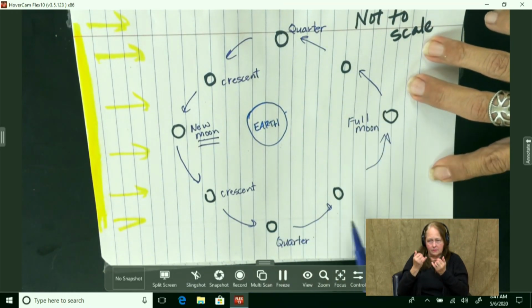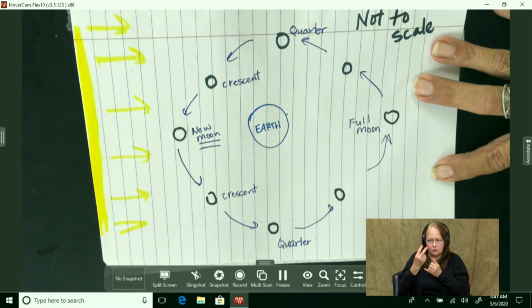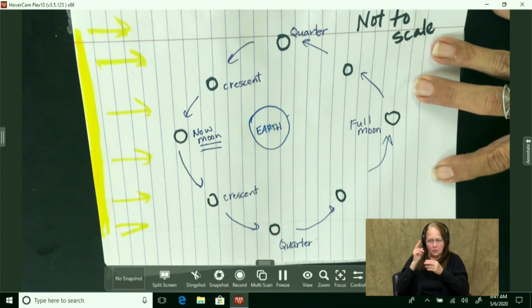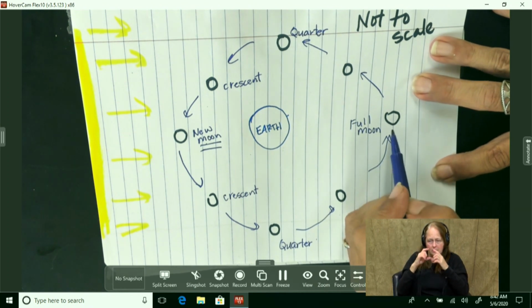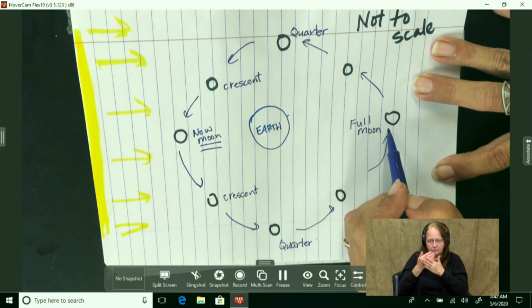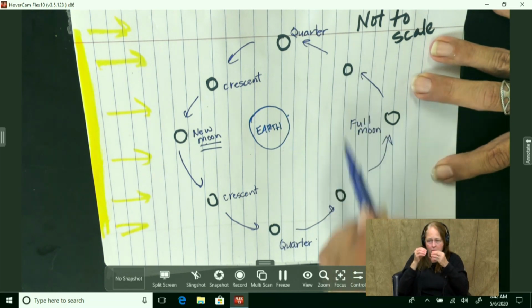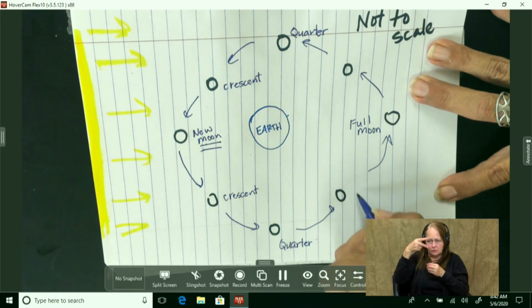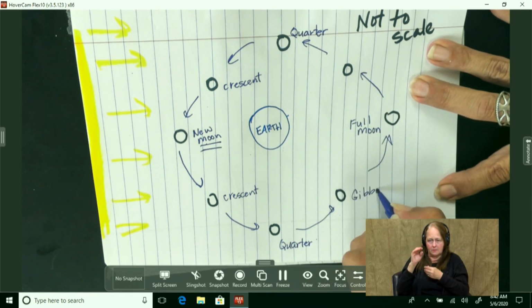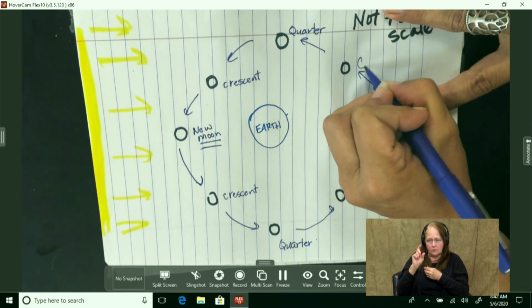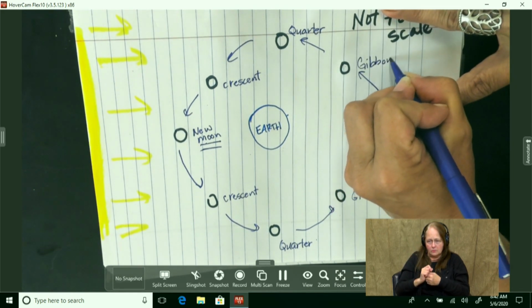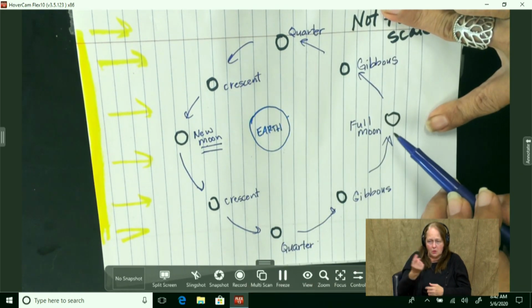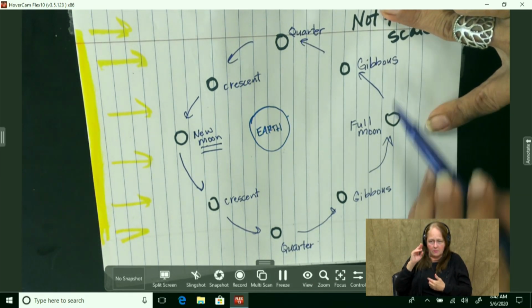Now that just leaves these last two moons. And again, we're going to use our logic and what we know about this model. If we can see all of the lit portion at full moon, then it's only logical that we're going to see most of the lit portion at these two. And those are going to be your gibbous moons. So you always have a gibbous moon on both sides of full moon.